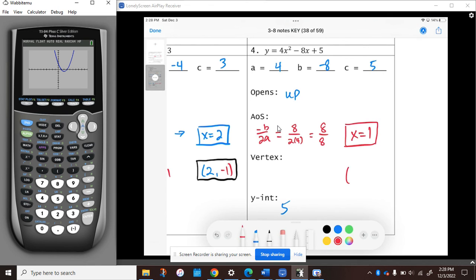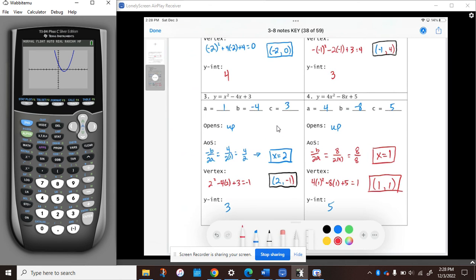We know that is our vertex x-coordinate. And when we plug that in, this one is really nice because you end up just multiplying everything times 1. What is 4 minus 8 plus 5? It's just 1. So we've got 1, comma, 1. That's your vertex.